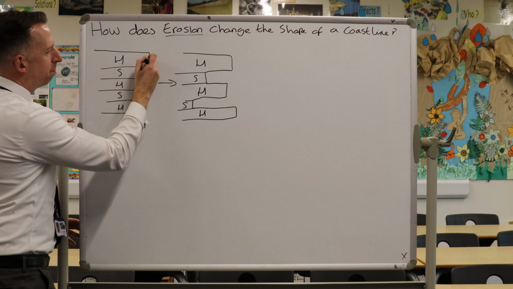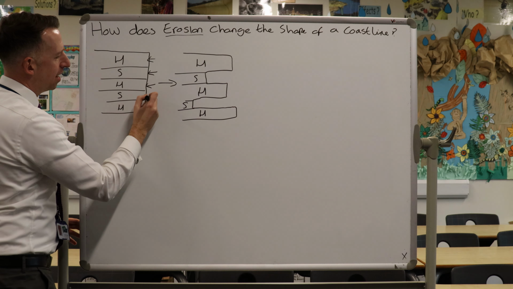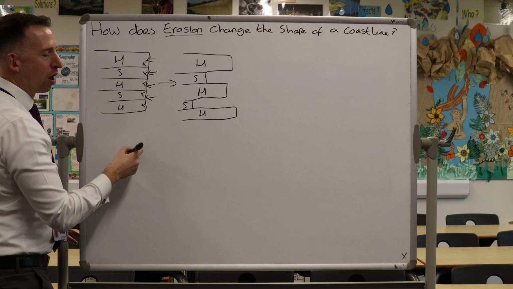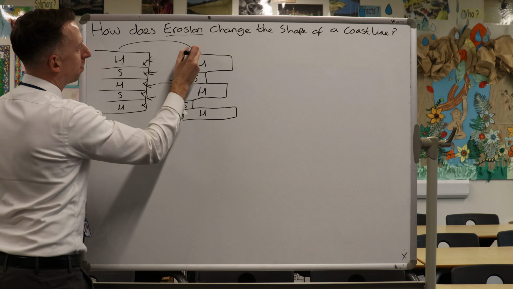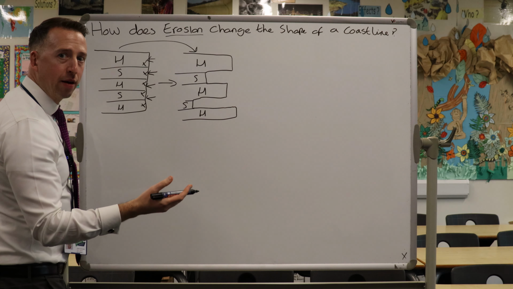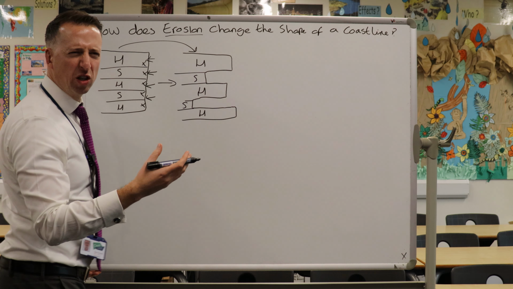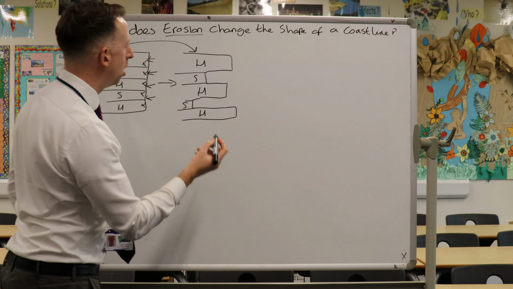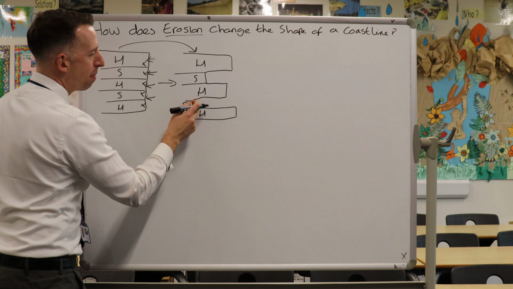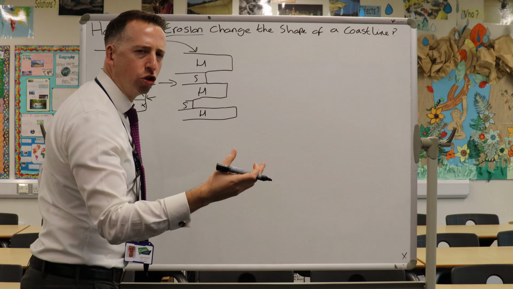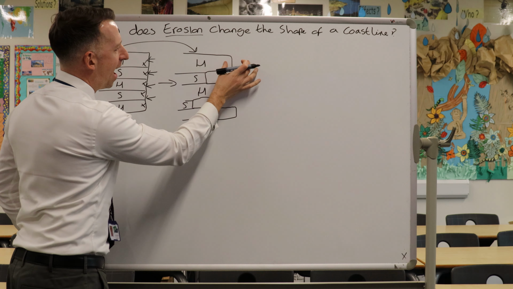Now along this coastline, the waves are going to be attacking this cliff. We're going to get erosion along the cliff. Over a period of time, the coastline will change shape. The soft rock, which is more prone to erosion, especially erosion like hydraulic action, will be eroded backwards, while the hard rock, which is more resistant to erosion, will be left sticking out.